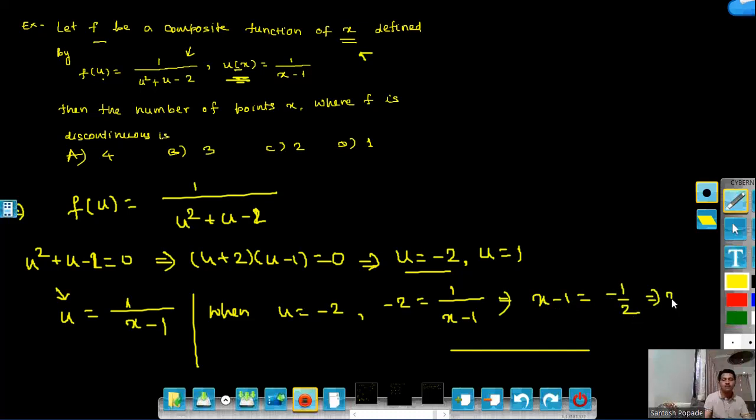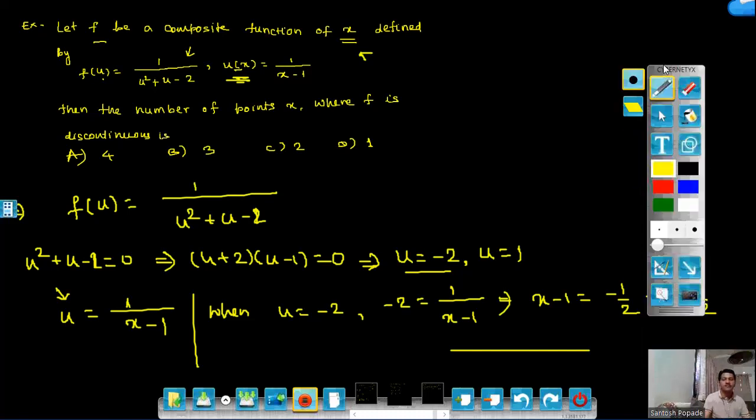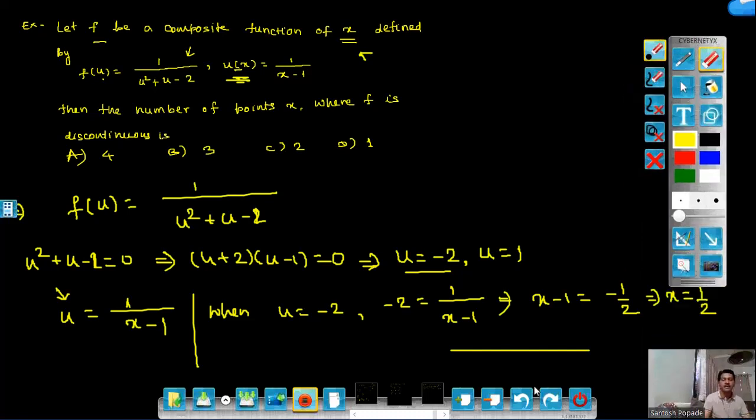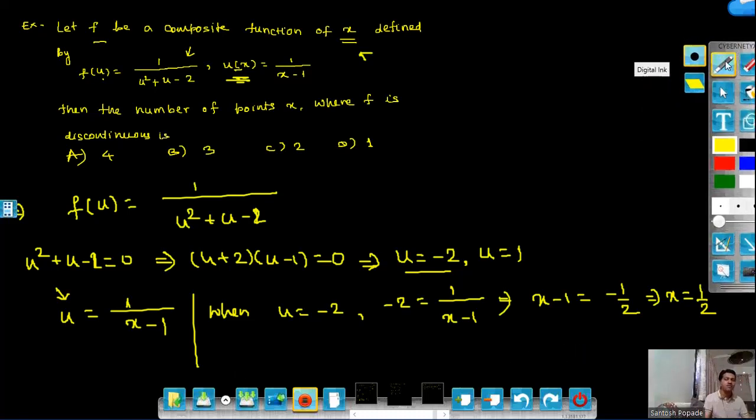So what you get there, if I put u equals to minus 2, this equation will give me minus 2 is equals to 1 upon x minus 1. Solve this and get the value of x. So it is x minus 1 equal to minus 1 by 2. If I take that minus 1 to right side, it will become 1 minus 1 by 2, which is 1 by 2. Means at x equals to 1 by 2, that is discontinuous.